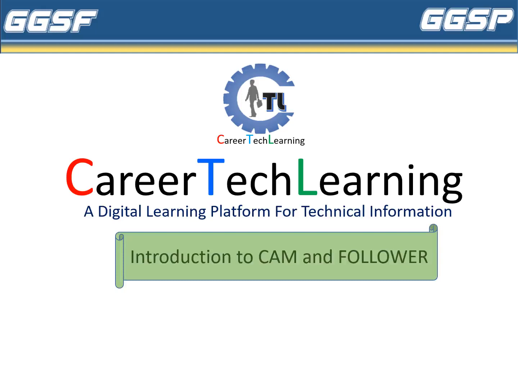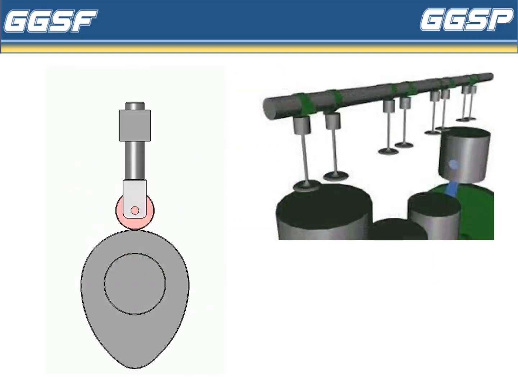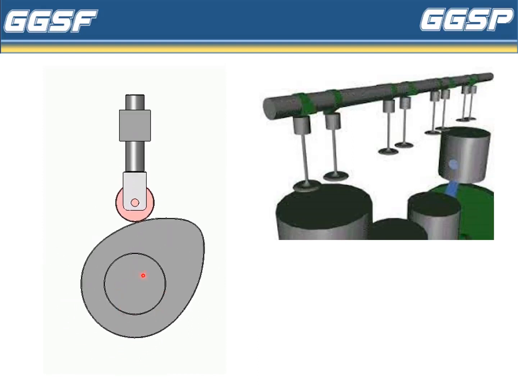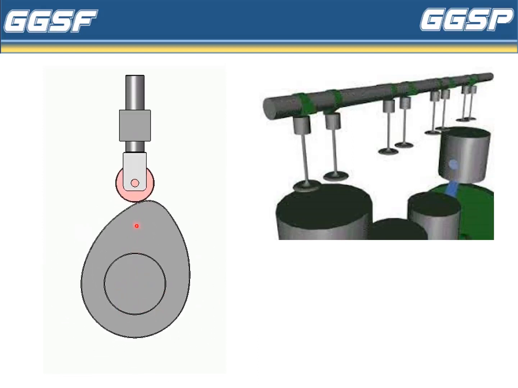An introduction to CAM and follower. Today we will see an introduction to CAM follower. A CAM is a rotating element which is mounted on the camshaft, whereas a follower is a reciprocating element.